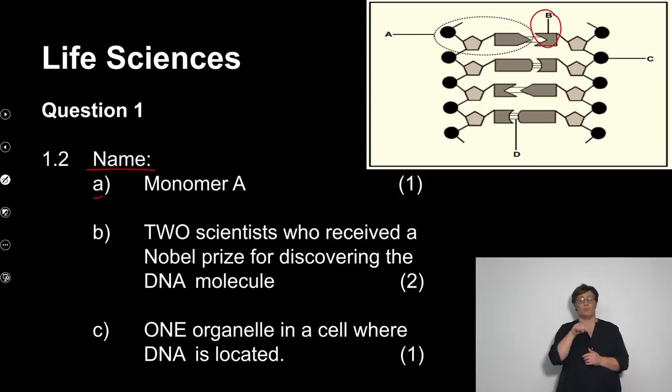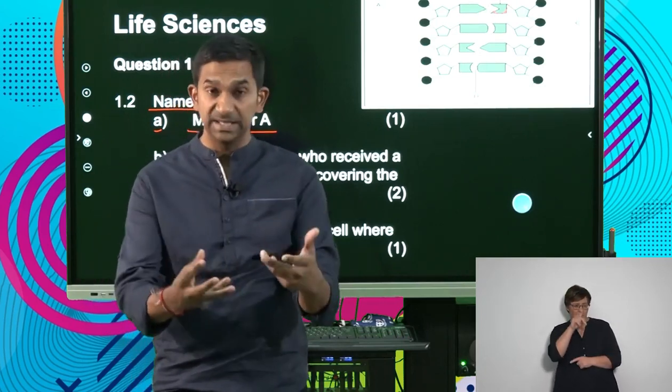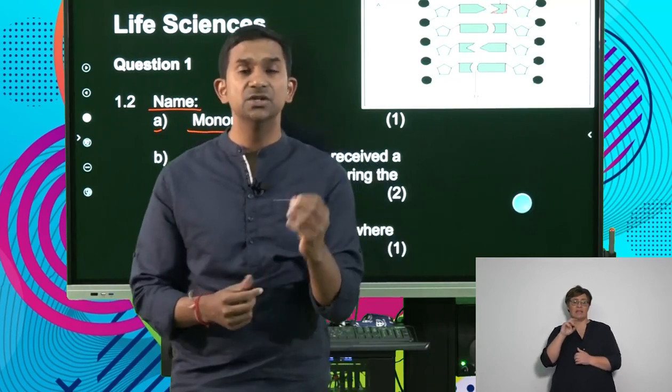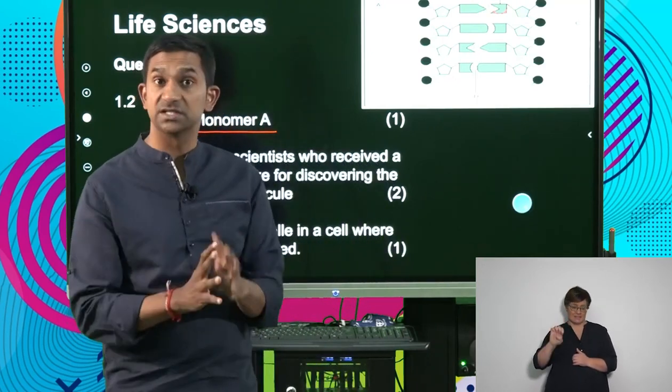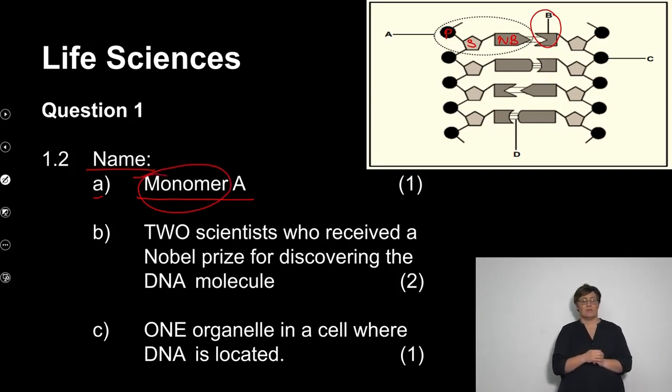Okay, let's continue with this question. 1.2, monomer A. Now guys, the term monomer is another word for the concept of building blocks. Remember that DNA is made up of building blocks, which we refer to as DNA nucleotides. Those nucleotides consist of three different parts, as I've mentioned in this illustration. It contains a sugar, a phosphate, and a nitrogenous base. So the building blocks, or another word for building blocks, is monomer. In this diagram, monomer A is a DNA nucleotide.